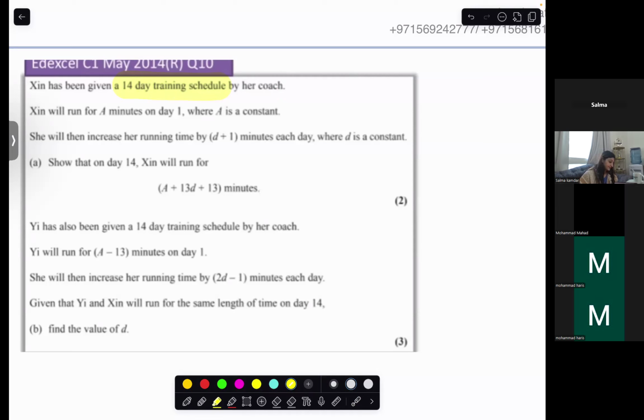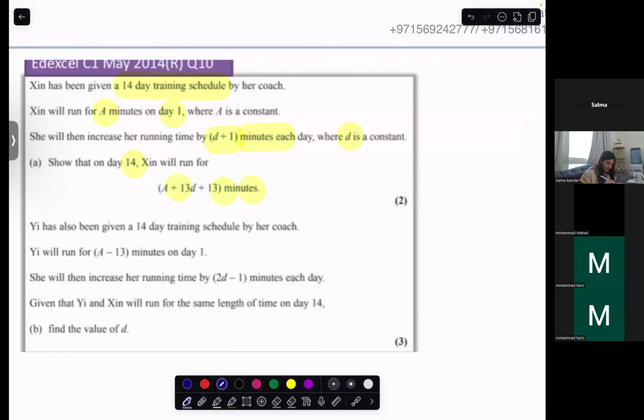Read ahead. Jin will run for A minutes on day 1, where A is a constant. She will then increase her running time by D plus 1 minutes each day, where D is a constant. Show that on day 14, Jin will run for A plus 13D plus 13 minutes. Okay, fine. I'm confused over here.